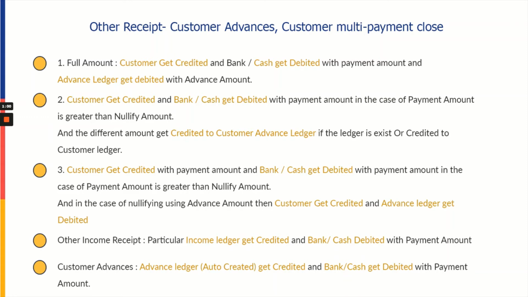Number 3. The customer gets credited with the payment amount and bank cash gets debited with the payment amount, in the case of payment amount being greater than the nullify amount. The customer gets credited and the advance ledger gets debited in the case of nullifying using the advance amount.